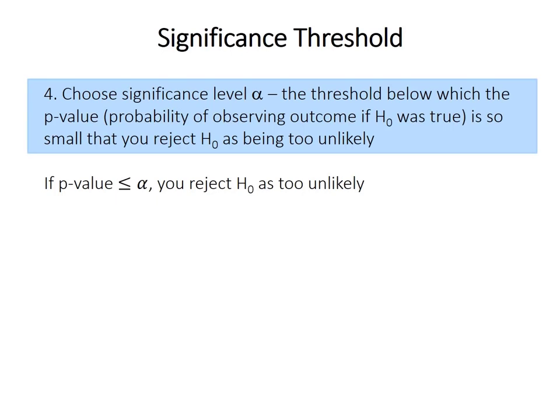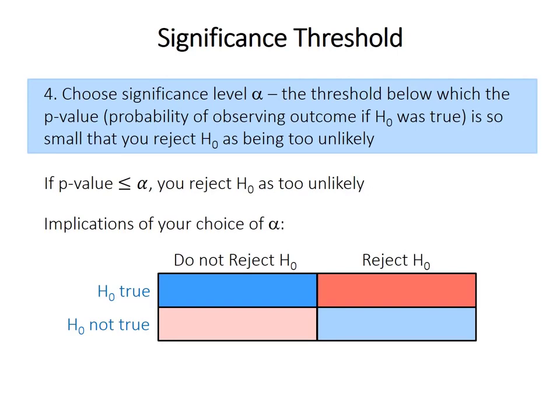So remember that the p-value, again, is the probability of observing an outcome at least as extreme as your result in the case where the null hypothesis was in fact true. But what level should we choose for alpha? And what are the implications of that choice? Well, consider this matrix here.